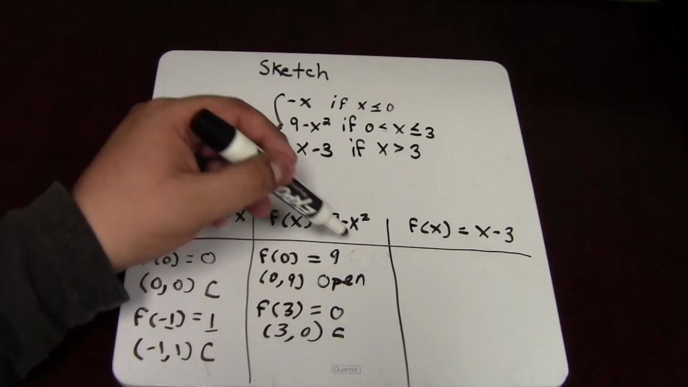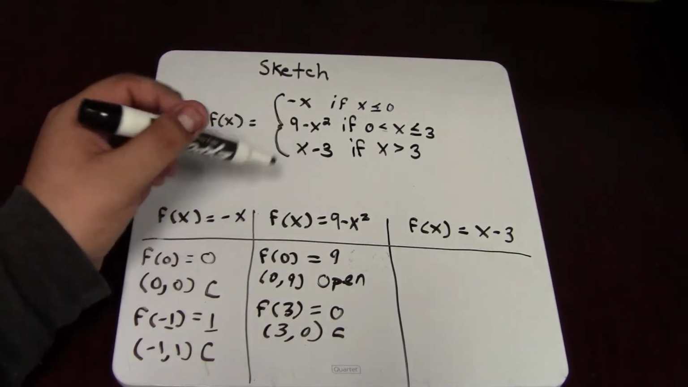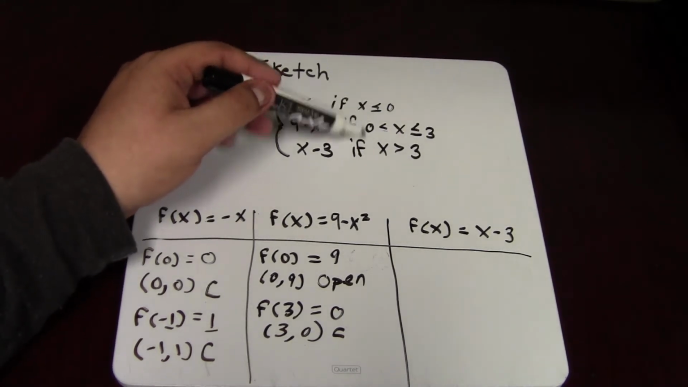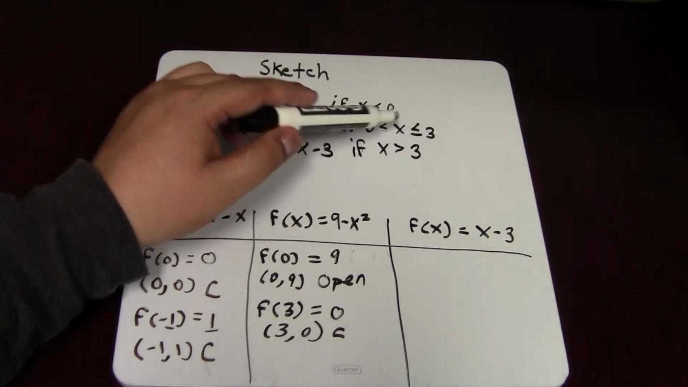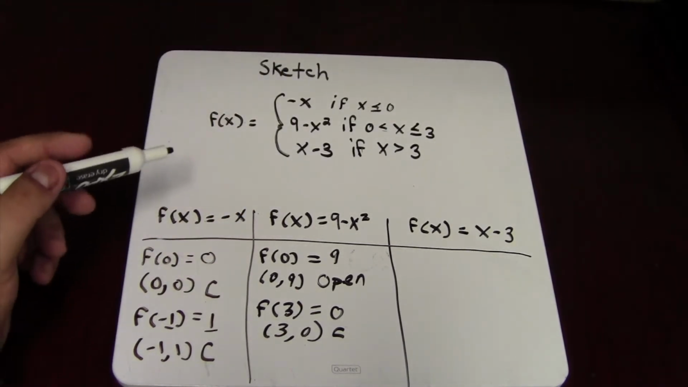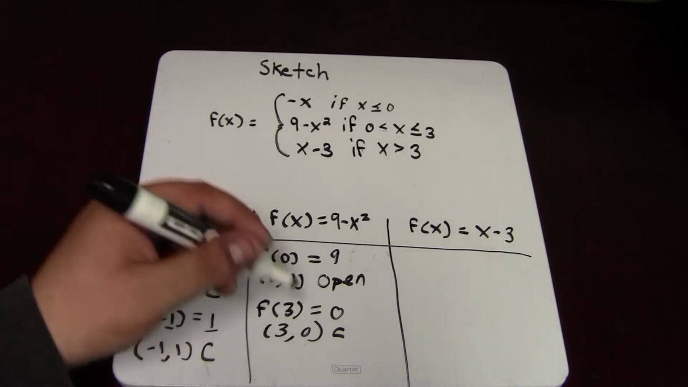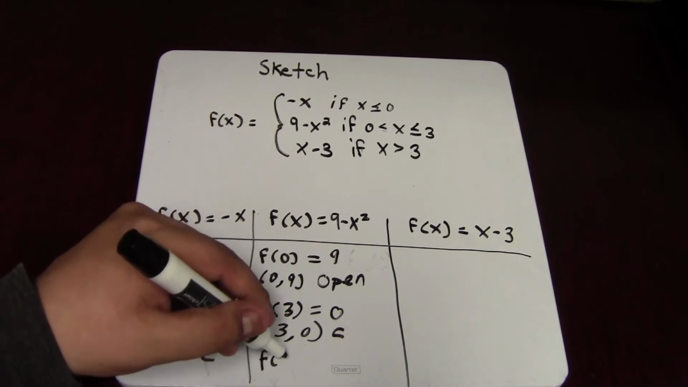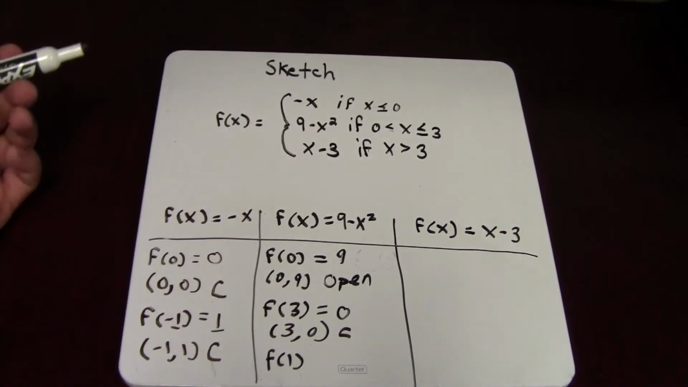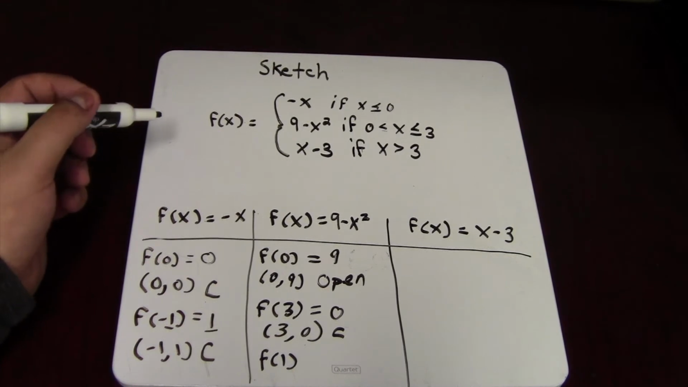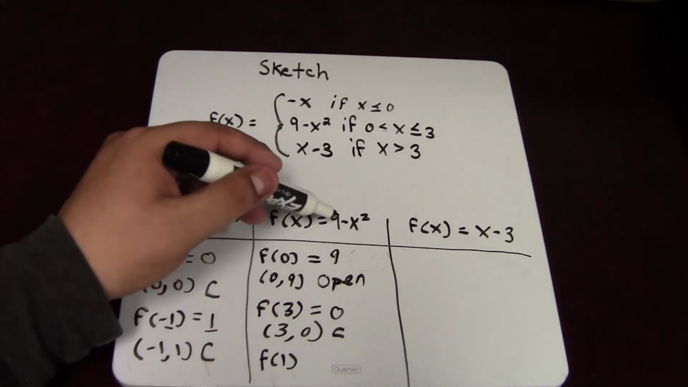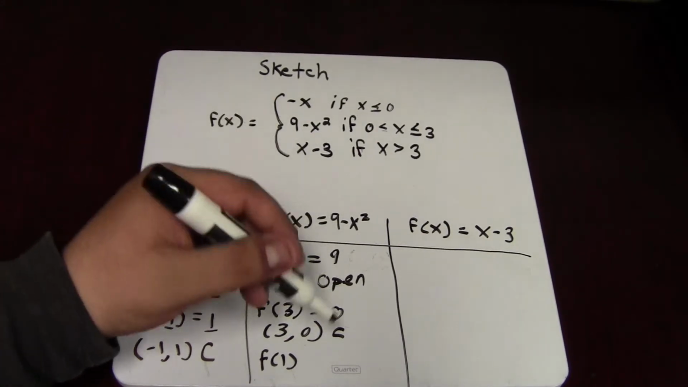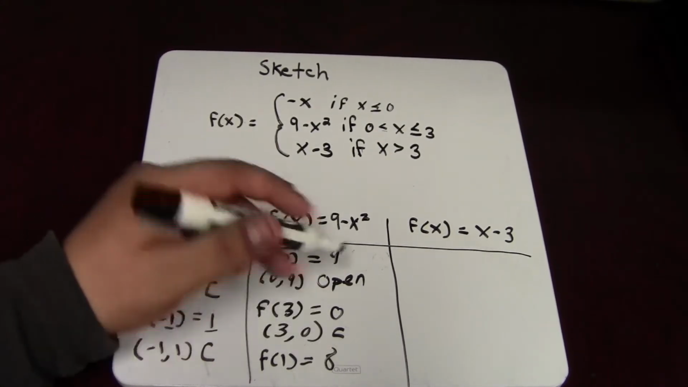Now because we can look at this and tell this is a parabola, we really want to have 3 points for this. A good way to do these types of problems, if you have one that has 2 endpoints, is to check one in the middle as well. So why don't we check f of 1? The reason I'm picking 1 here is because 1 is in between 0 and 3. You could also have picked f of 2, and that would have worked just fine. So when I plug 1 into here, I get 9 minus 1 squared, which is 8.